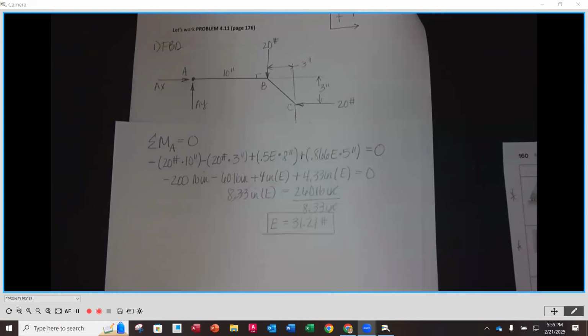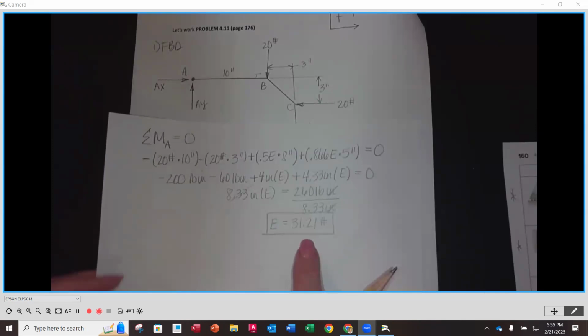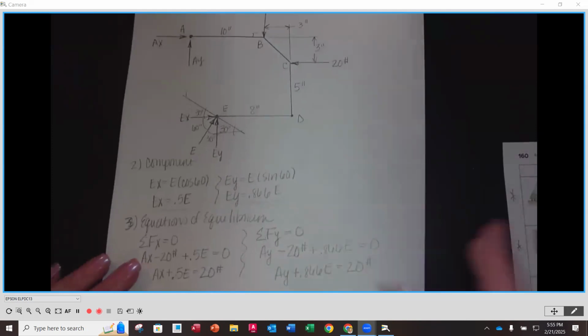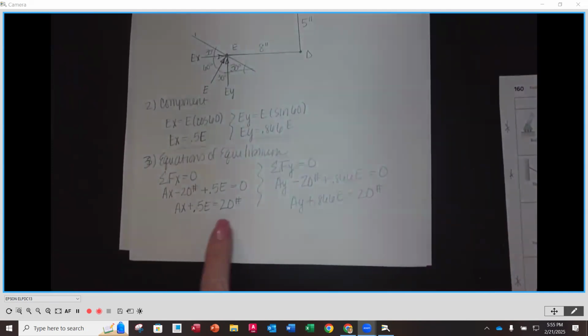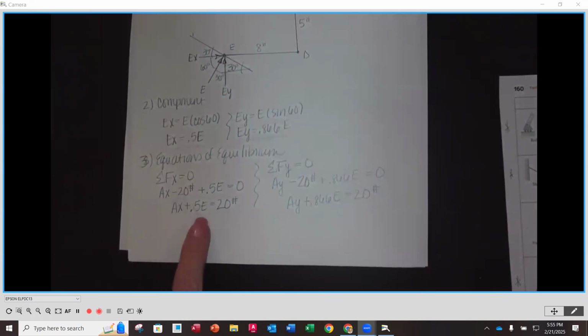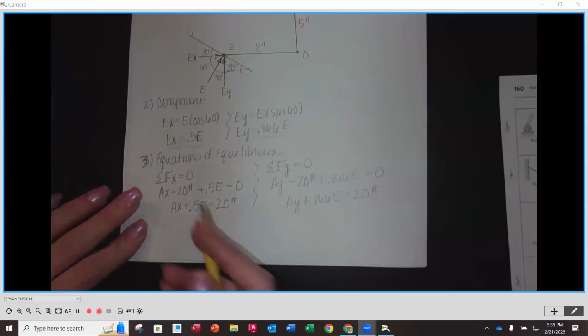So now that we know E, we can go back in and substitute this into our sum of the forces in the X and sum of the forces in the Y to then solve for the AX and the AY. Just want to make sure everybody's got this. Thank you, Gabrielle. You have it too. Now we're going to go back here. Remember, at the bottom of the page here, we had to stop because we had two unknowns. So I'm going to substitute my value for E, the 31.21, so that I can now solve for AX.